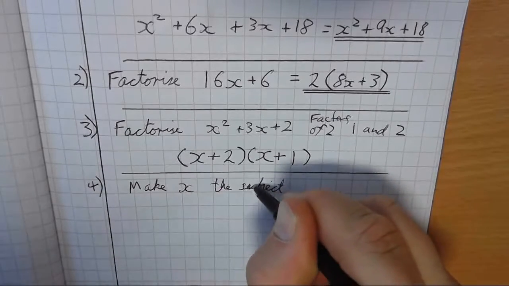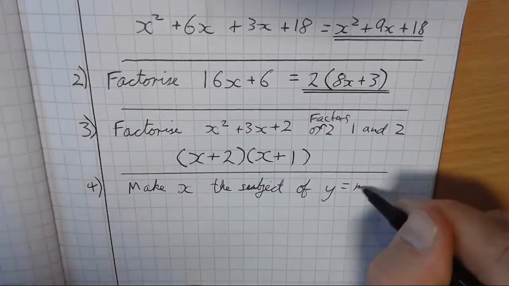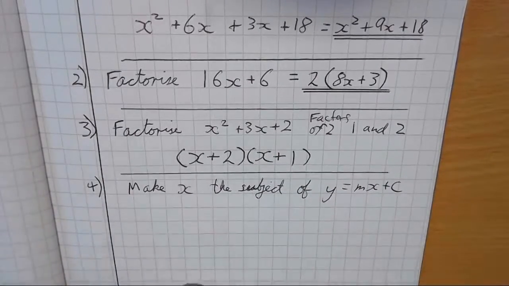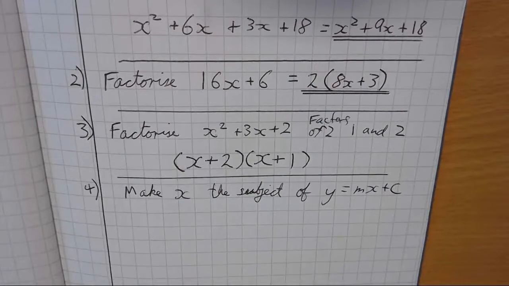I've drawn a strange U there. The subject of y equals mx plus c. So that's your general formula for working out the y coordinate, if you've got the gradient, an x coordinate, and the intercept. Okay, but let's say instead of that, I wanted to work out the x coordinate.